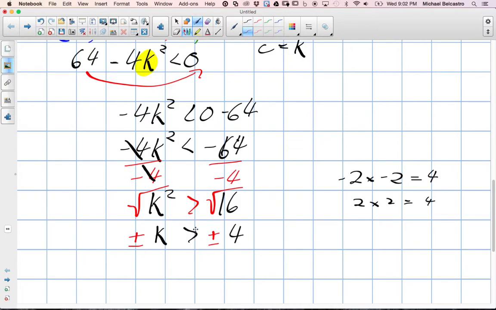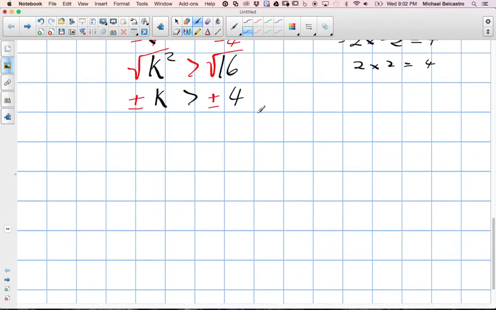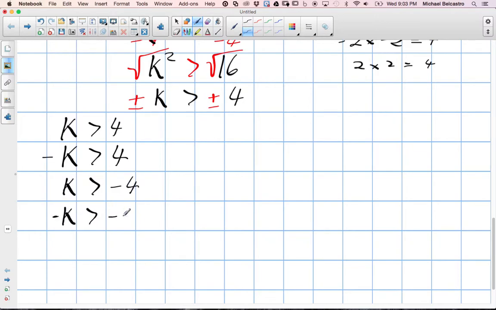So what that means here, and we're going to lay out all our options on the right here, there's going to be two major sets, okay? Here's our one idea, is that we get positive k is greater than 4, and negative k is greater than 4, okay? So that's where we used a positive and negative k for just the positives. And then we get positive k is greater than negative 4, and negative k is greater than negative 4.